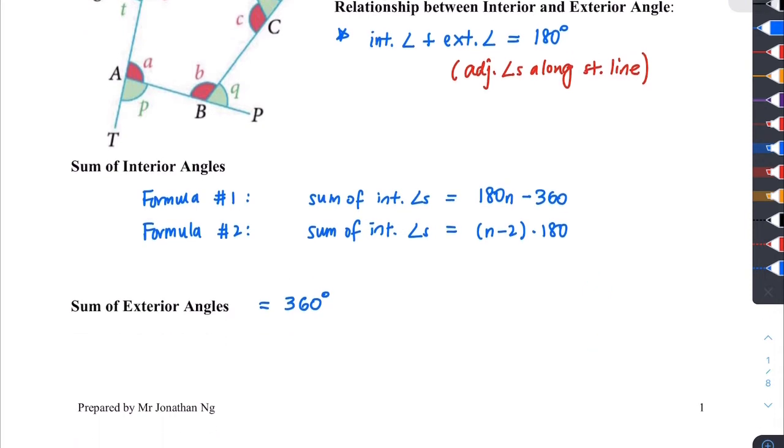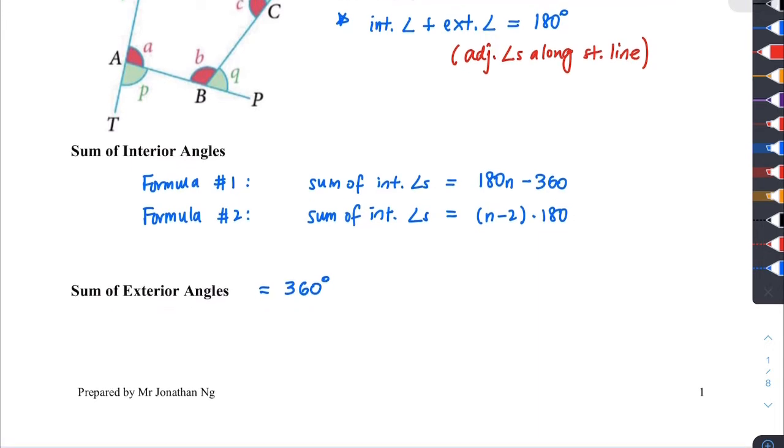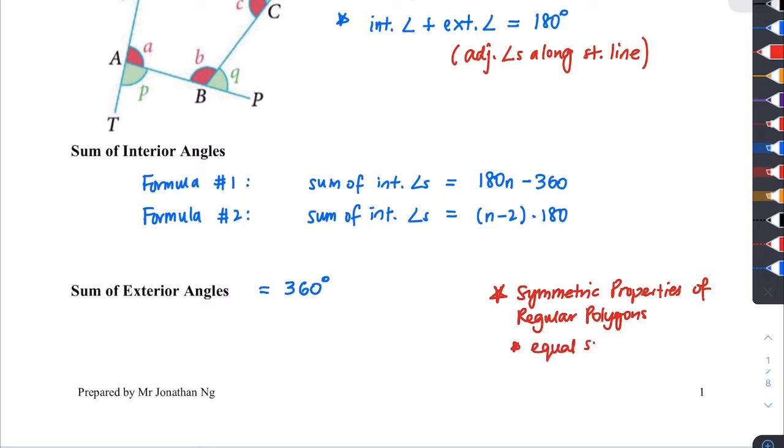Last but not least, I want to add one more point over here, and it's to talk about the symmetry, or more like the symmetric properties, of regular polygons. So what actually are regular polygons? Regular polygons have all the same sides. So we have all equal sides.